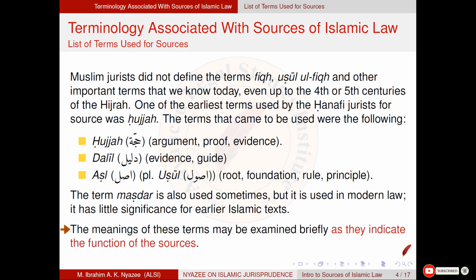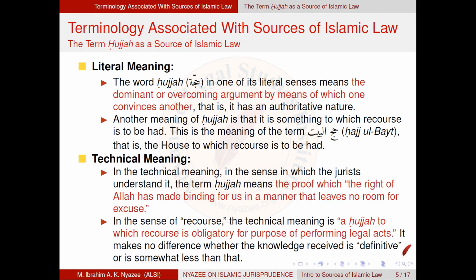The meaning of these terms may be examined briefly, as they indicate the function of the sources. We will now elaborate the meanings of some of these terms. The term hujjah as a source of Islamic law has a literal as well as technical meaning. The word hujjah in one of its literal senses means the dominant or overcoming argument by means of which one convinces another. That is, it has an authoritative nature.